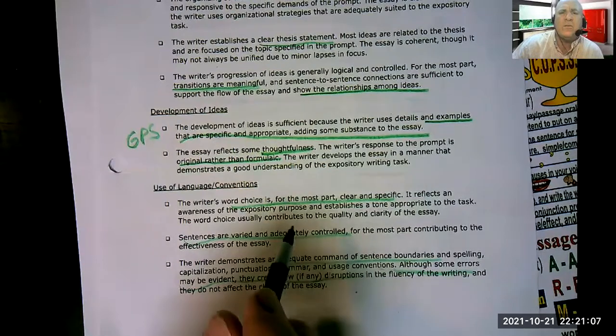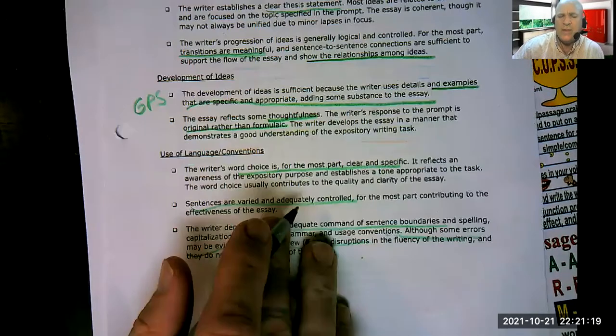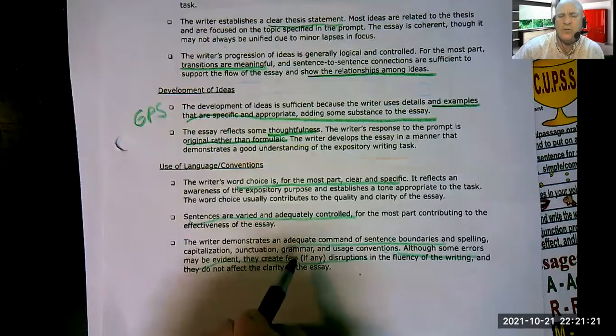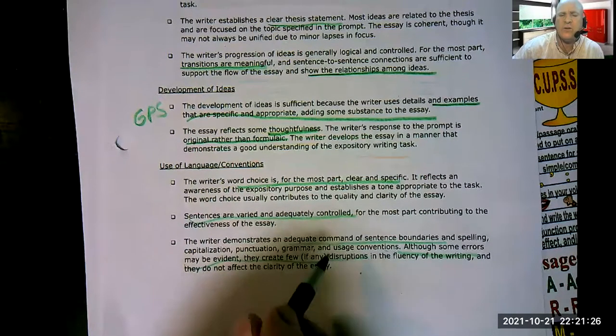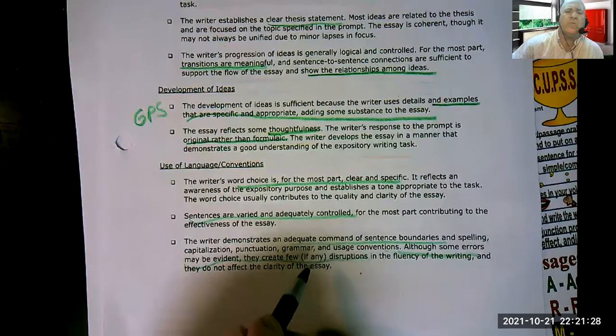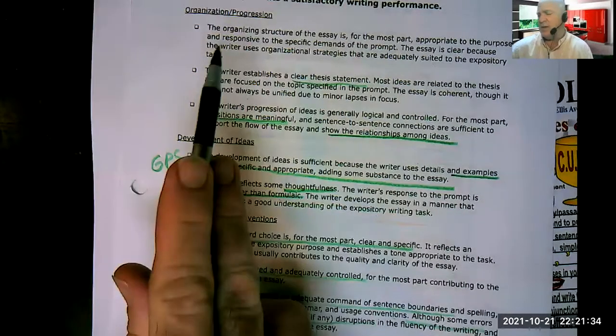Sometimes you can say something in two or three words with more power and meaning than you can with 10 or 20. So vary your sentence length, and then of course, make sure you have adequate command of your sentence boundaries, your editing, okay? Make sure that there's no run-ons or fragments, okay? And just don't forget to go back and check the revising. That means the organization and the development of the essay, okay?